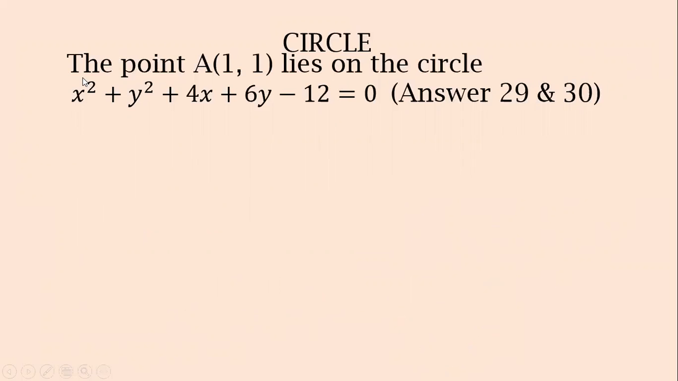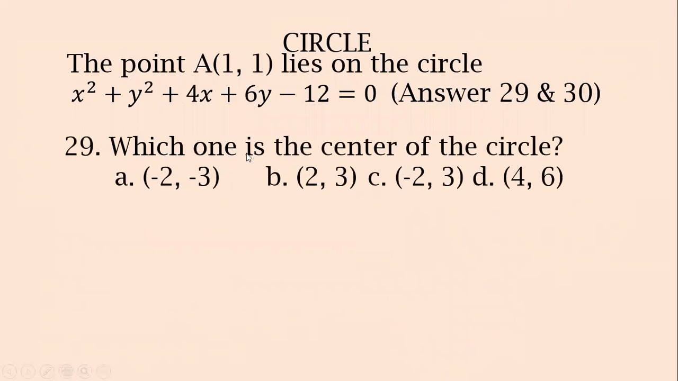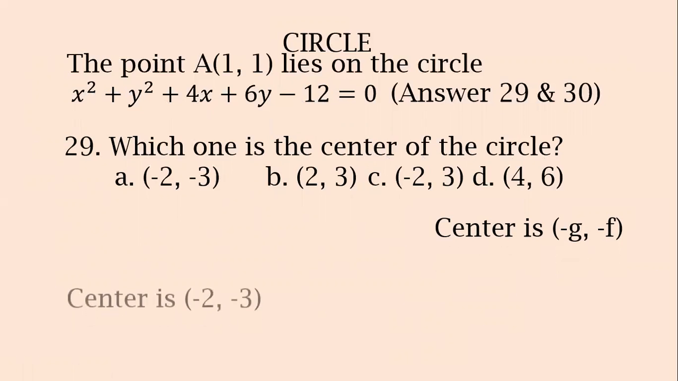Now one more pair question. The point A (1, 1) lies on this circle. So we have to answer 29 and 30 from this information. Which one is the center of the circle? So from this, we have to find out the center of the circle, and we know the center of the circle is (minus g, minus f), so it is (minus 2, minus 3).